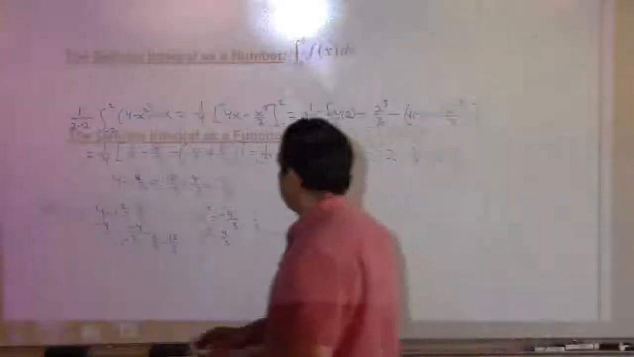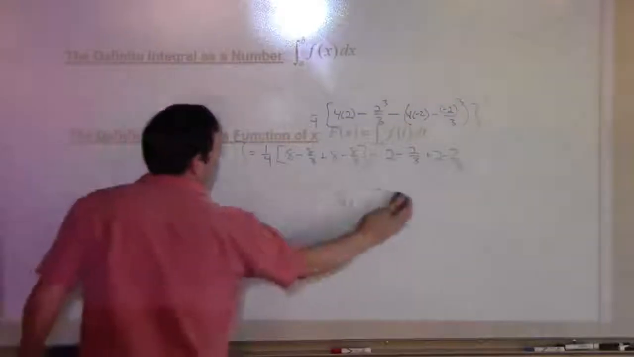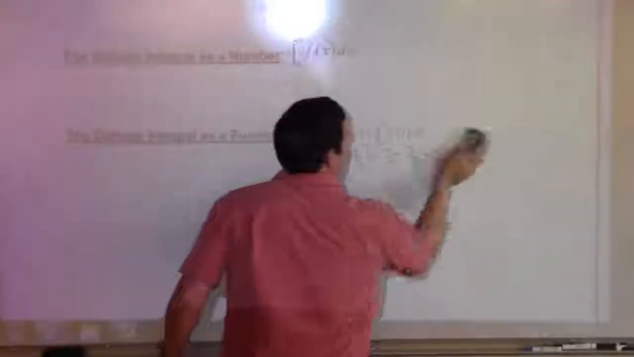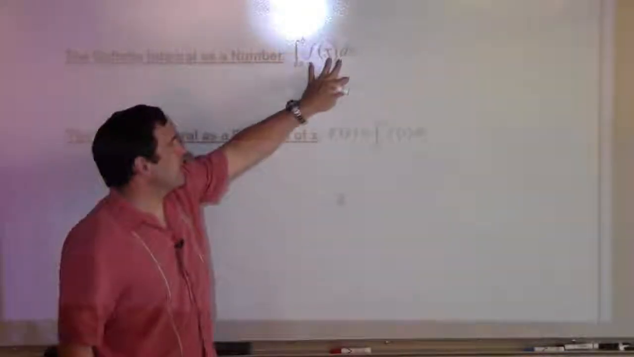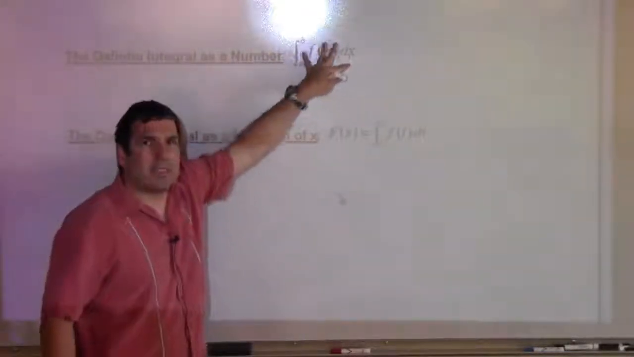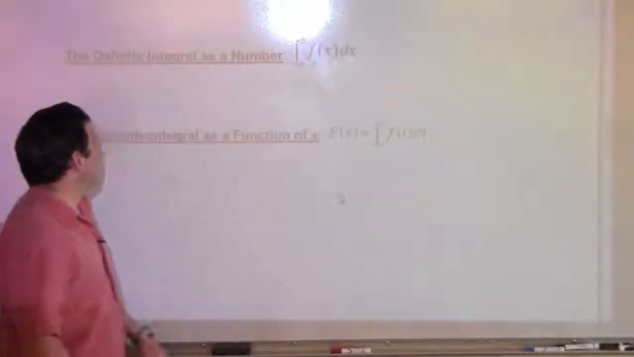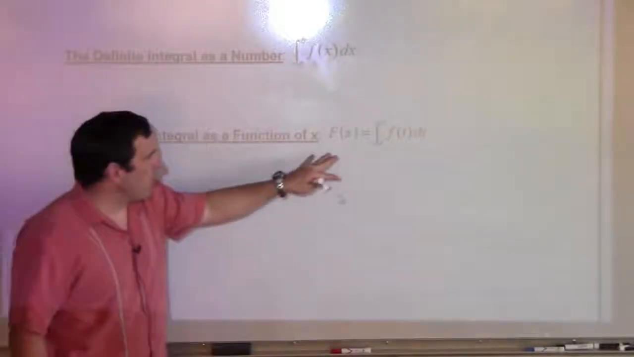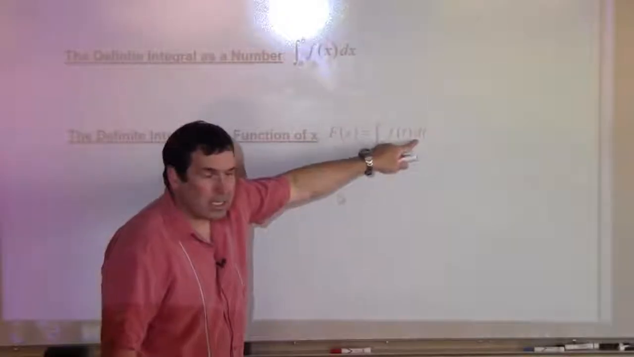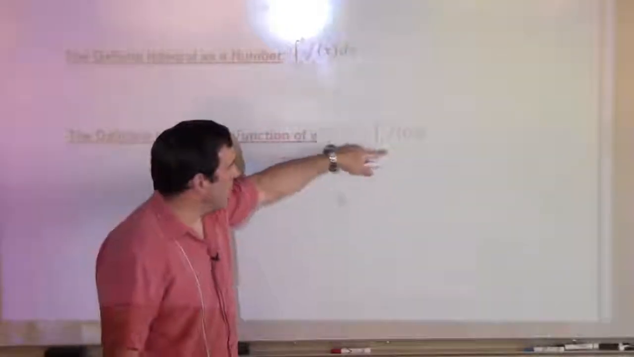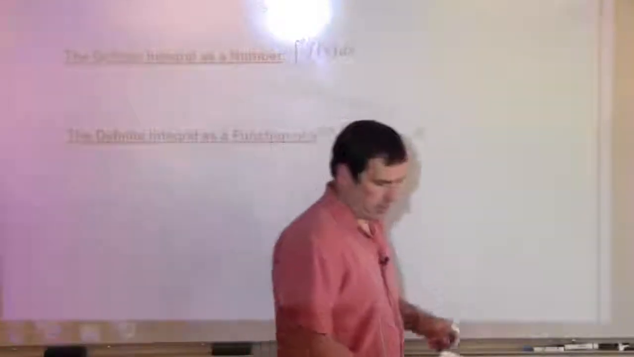This is the definite integral as a number. The integral from a to b of f of x dx is a number. When you have numbers in here, this is a number. It's not a function. It's just a number. It works out to be a number. The definite integral is a function, however. Capital F of x is the integral from a to x of f of t dt. This gives you the function because of this x up here.